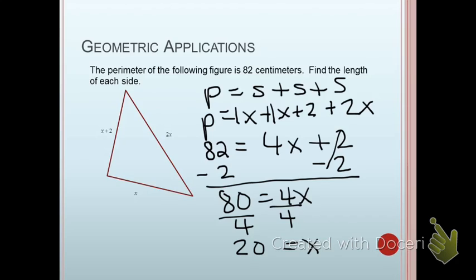So if we are trying to find the lengths of the sides, we know that this side will be 20 centimeters long. For x plus 2, we will have 20 plus 2, right? So that will be equal to 22 centimeters long. And then our last side, 2 times x, will have 2 times 20, which is 40. And then just add those up. 40 plus 20 is 60, and 60 plus 22 is 82, to make sure that you get 82.